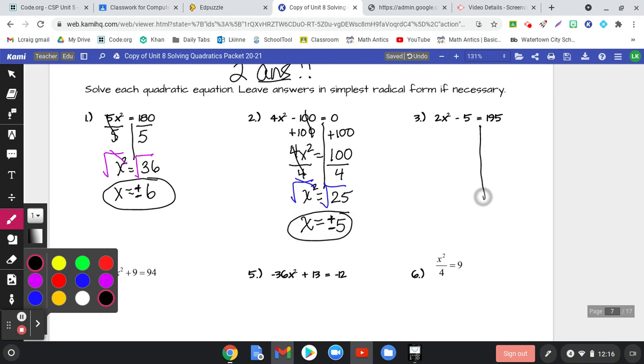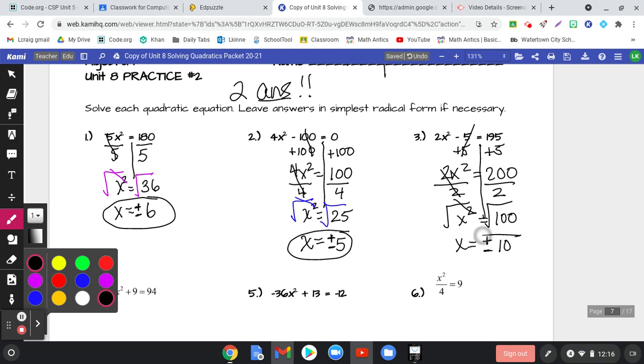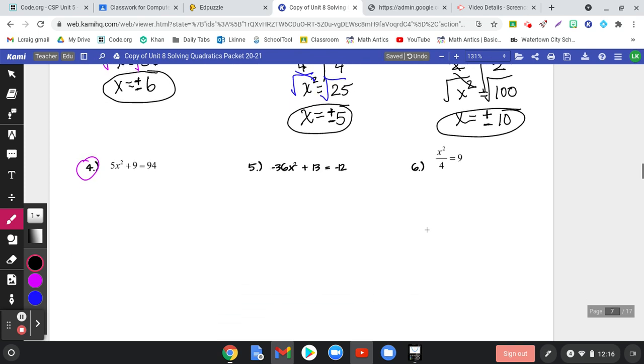All right, next one. And by the way, maybe you're okay with the first few and you're only stuck on a couple. You can fast forward to that part of the video. All right, so we'll add 5. 2x squared equals 200. Divide by 2. X squared equals 100. Take the square root of both sides, and you're left with x equals positive and negative 10, not 50. 10 times 10 is 100. Okay, that's what would make our perfect square.